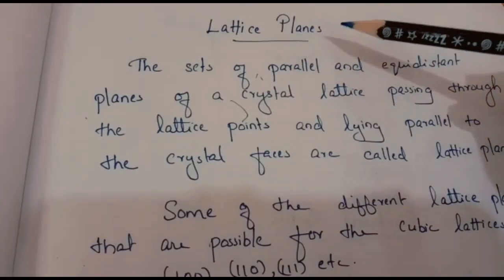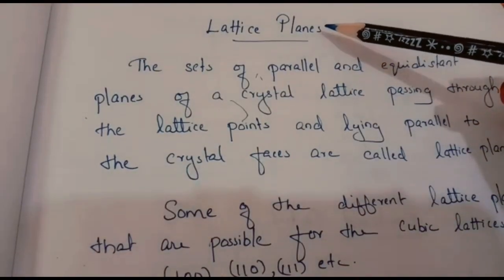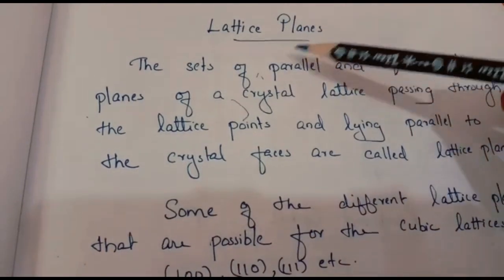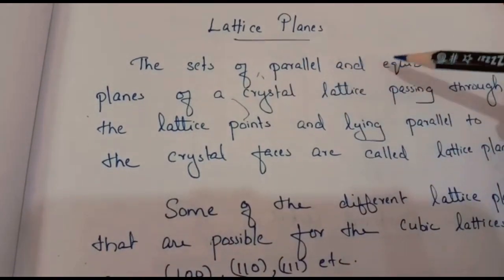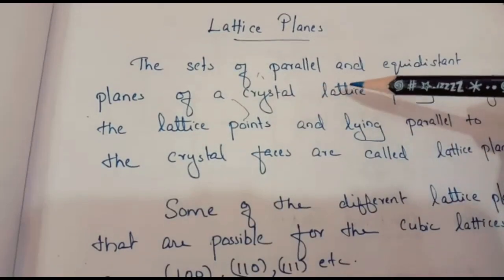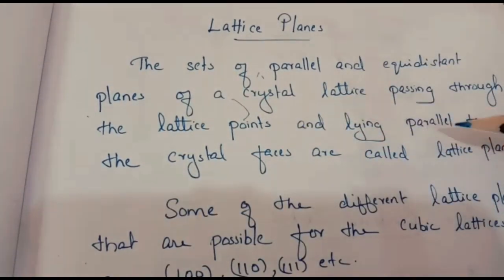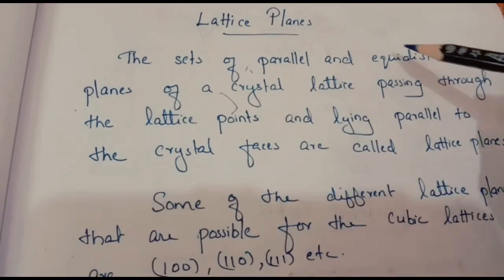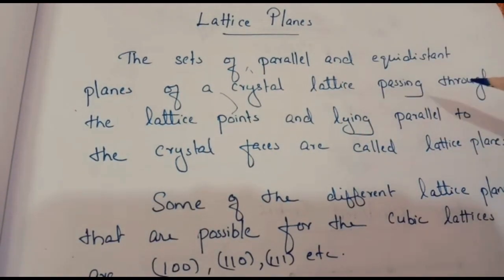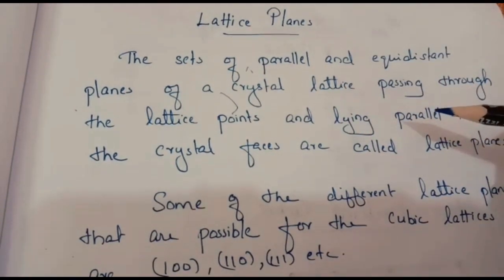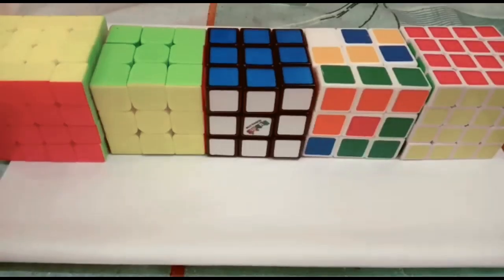Next is lattice planes. We already studied planes. What is meant by a lattice plane? The set of parallel and equidistant planes of the crystal lattice passing through the lattice points and lying parallel to the crystal faces are called lattice planes. That means the planes should pass through all the atoms in a crystal, and they should be parallel. These types of planes are known as lattice planes. I will explain what is meant by lattice planes.